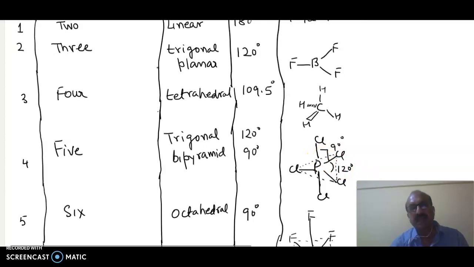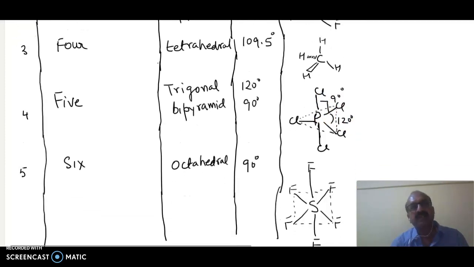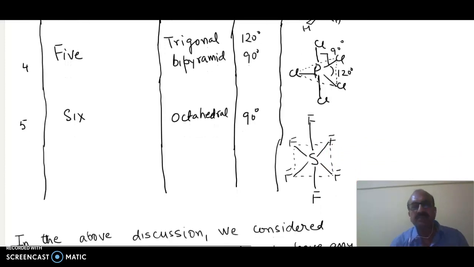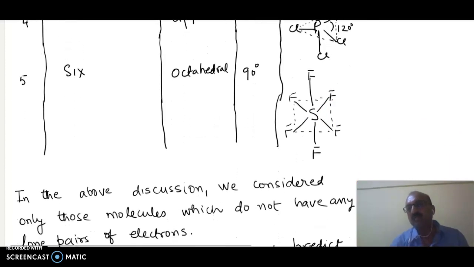Similarly, if the central atom is surrounded by 6 electron pairs, as in the case of sulfur hexafluoride, SF6, the arrangement would be octahedral, where 4 of the fluorine atoms are in a plane, and one fluorine is projecting upwards and another fluorine is projecting vertically downwards to the plane, and each of these angles is found to be 90 degrees.